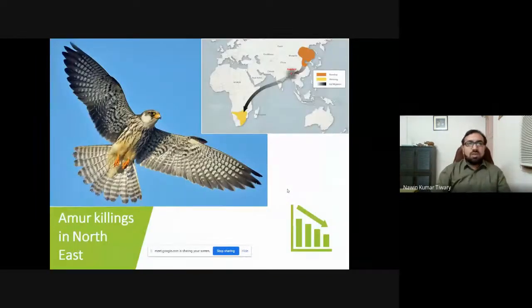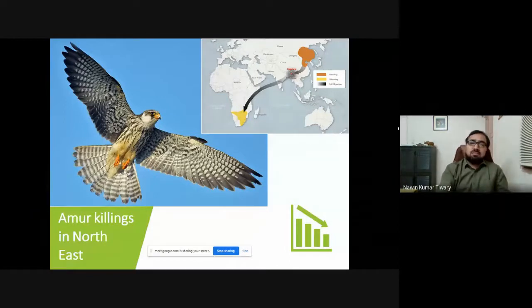Now the third story that we have is that of Amur killings in Northeast. Amur falcons are a very interesting bird, which is actually a migratory bird. It starts migrating to India from Mongolia and Russia, and every year in the month of September it starts its migration a bit early. It reaches India in September, October.